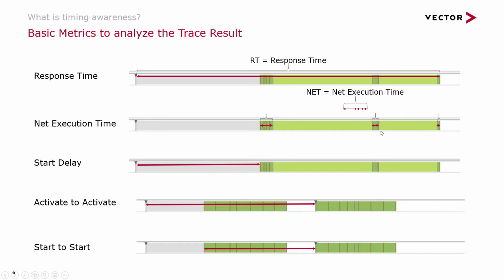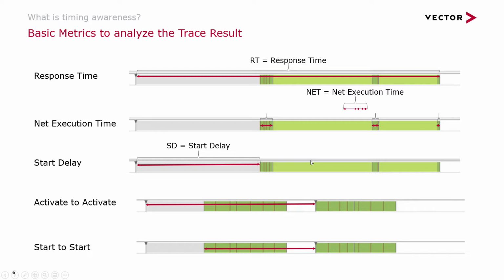Additionally to that, we have here the start delay, which is the time between the activation and the first time the task starts to actively run on the core. And if we now combine these three metrics, we can already learn, only from looking at a static metric, a lot about the behavior of this task.